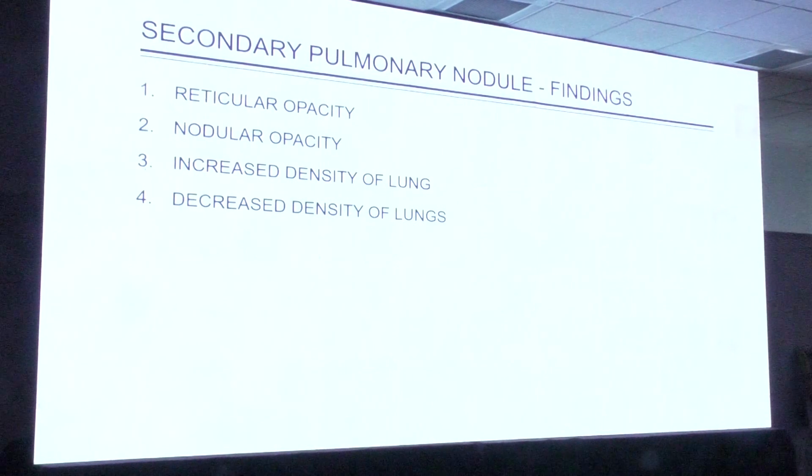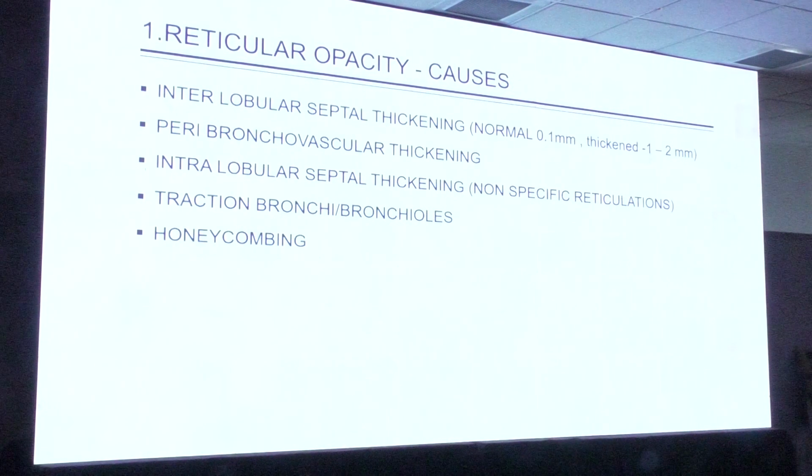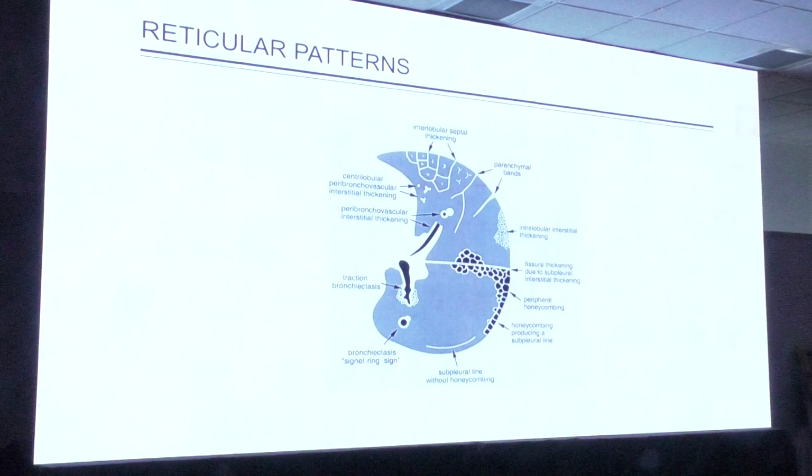So what are the secondary pulmonary lobule findings? We can have reticular findings, nodular, increased density of lung, decreased density of lung. So what are the reticular opacities? We have interlobular septal thickening. Normal septal thickness is 0.1 mm. If it is thickened, it will become somewhere around 1 to 2 mm. Then we have peribronchovascular thickening. Then we have intralobular septal thickening, which is otherwise called non-specific reticulations. Then we have traction bronchiectasis or bronchiolectasis. Then we have honeycombing. So these are the patterns which we will discuss now.